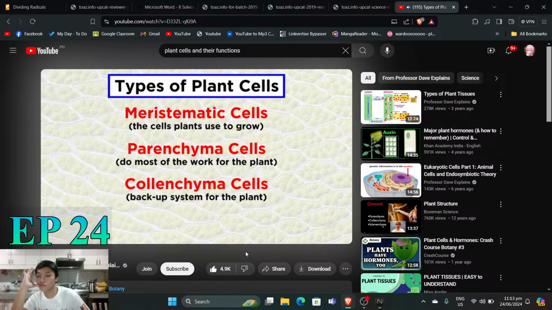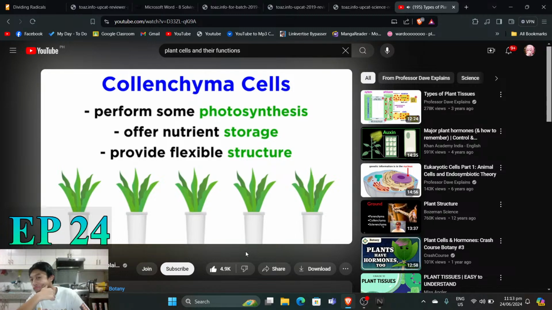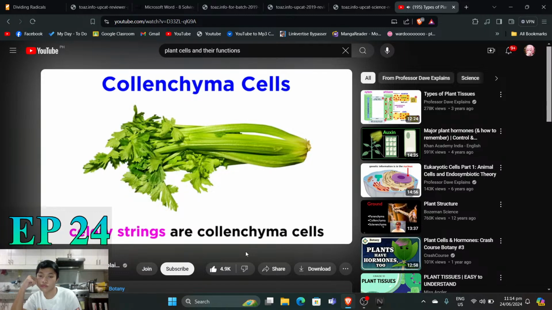Collenchyma cells are the third type of plant cell, and they're a kind of backup system for the plant. These cells can contribute to photosynthesis and nutrient storage, but the most important job for collenchyma cells is providing flexible structure to the plant. Collenchyma are long cells that have thickened cell walls, meaning that when they're in a group, they act to make that part of the plant stiffer. You've probably eaten collenchyma cells before. In fact, the strings in celery are collenchyma cells.